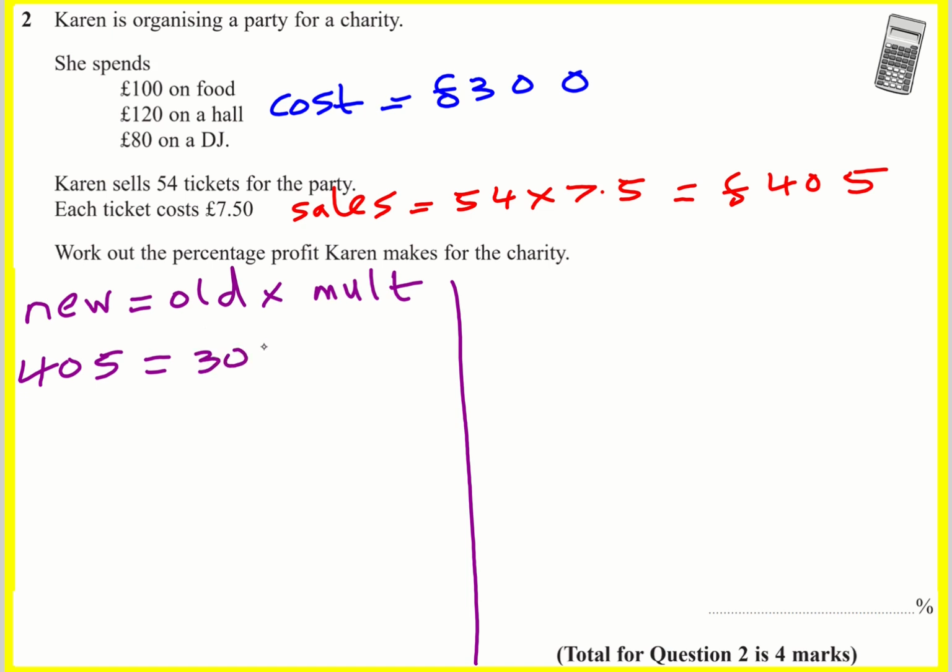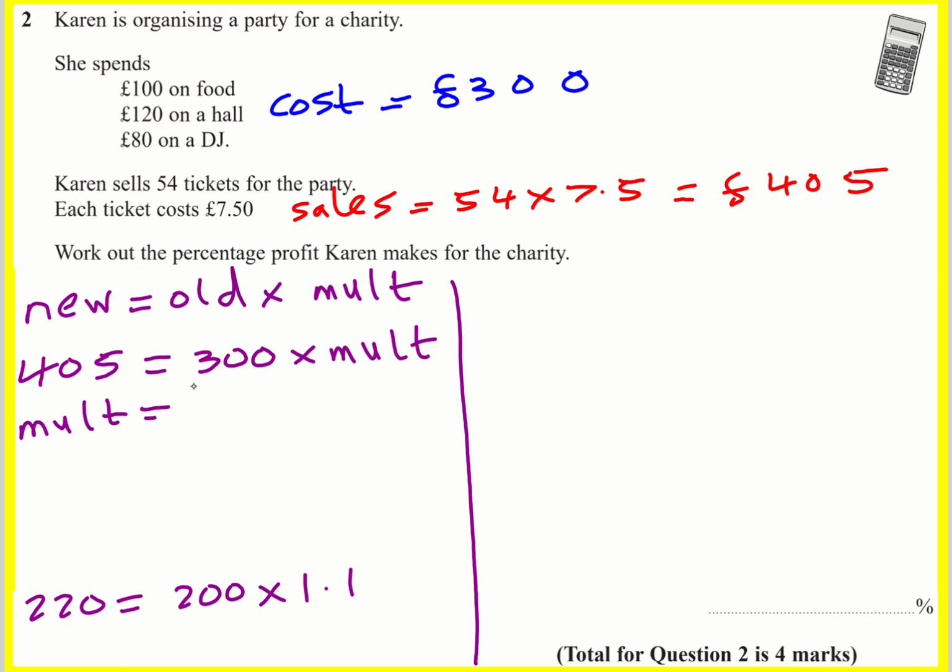And then we've got our 300, and we're going to be multiplying by something. And that multiplier is essentially how we get our percentage. For example, if you had say £200 and you wanted to increase it by 10%, you would times by 1.1. I've gone from increasing by 10% to the multiplier 1.1, and that would actually be 220. I'm using this formula, but the point is here, I want to find the multiplier, 405 over 300. So whenever I'm doing percentage increase or decrease questions where I want to find the percentage increase or decrease, this is what I use.